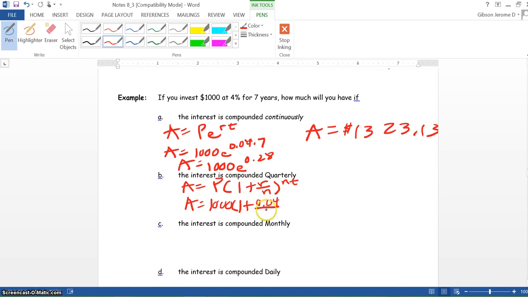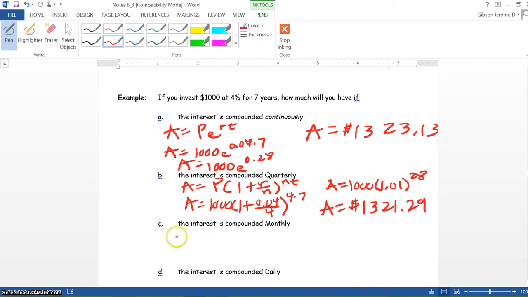N is said compounded quarterly, so that would be 4. And then we will have N times T, which would be 4 times 7. So this will lead us to A is equal to 1,000 times, now if we add everything inside of this parenthesis, it will give us 1.01. And 4 times 7 is 28. So our A is equal to $1,321.29.